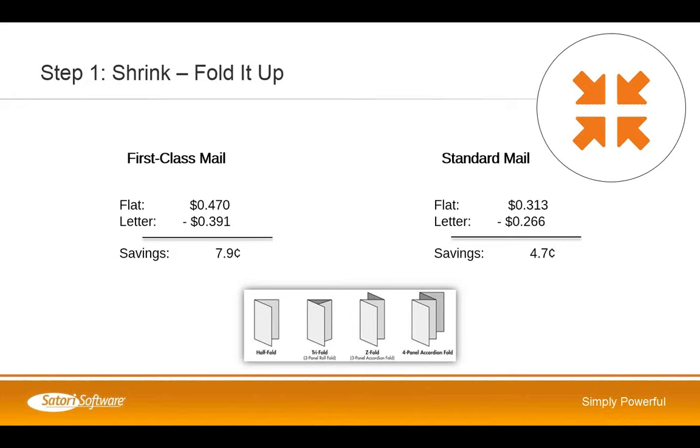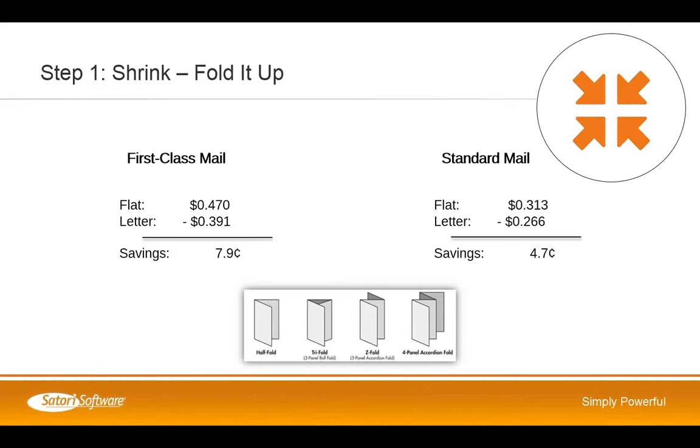One of the really interesting things, which is not something that you would do particularly in a software product, but that you can do from a mail makeup standpoint, is if you have a flat size piece, consider making it a little bit smaller and trying to get it into a letter size piece. Or if you're sending a parcel, see if you can shrink that size down into a flat. And actually, you can save quite a bit of money just by changing the size of your mail piece.